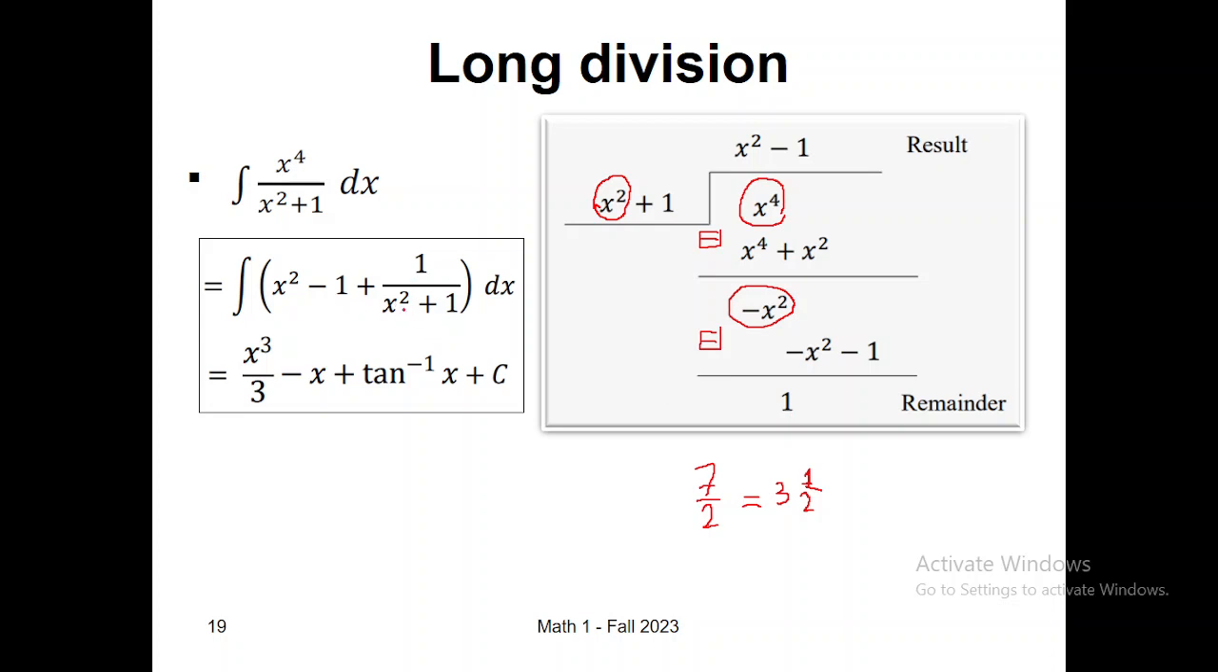After making this long division, the integration problem will be very simple. Integration of x squared is x power 3 over 3, integration of 1 equals x, and integration of this expression equals tan inverse. So this idea is very important in order to simplify this rational function, in order to make it amenable for integration.